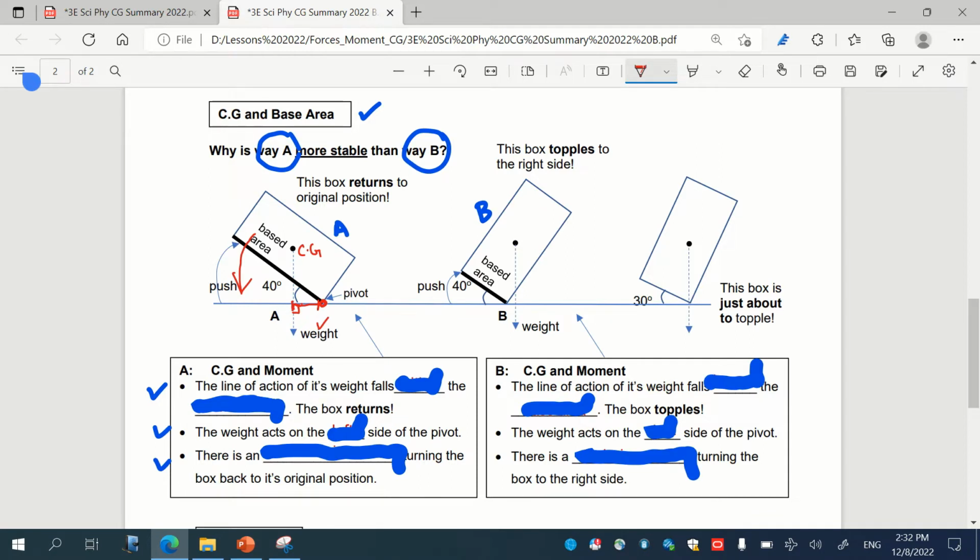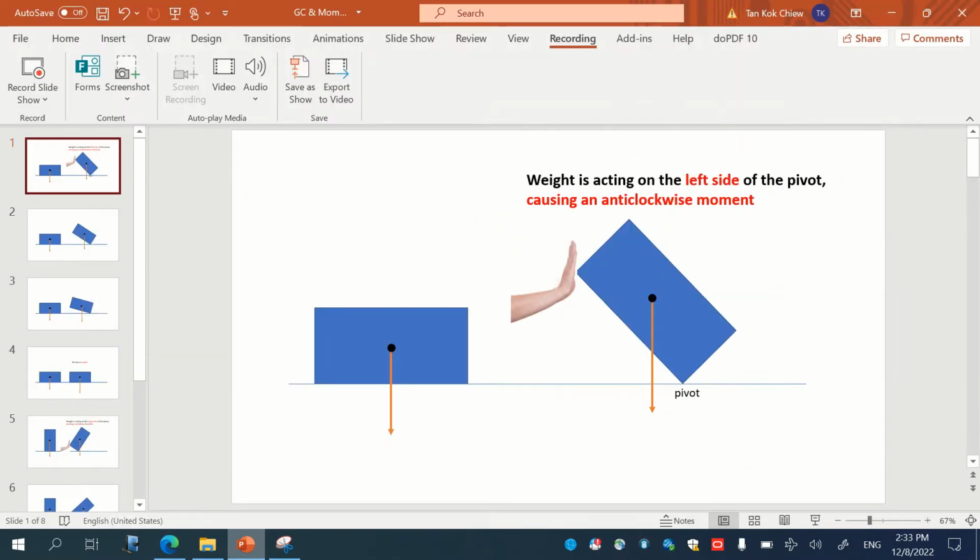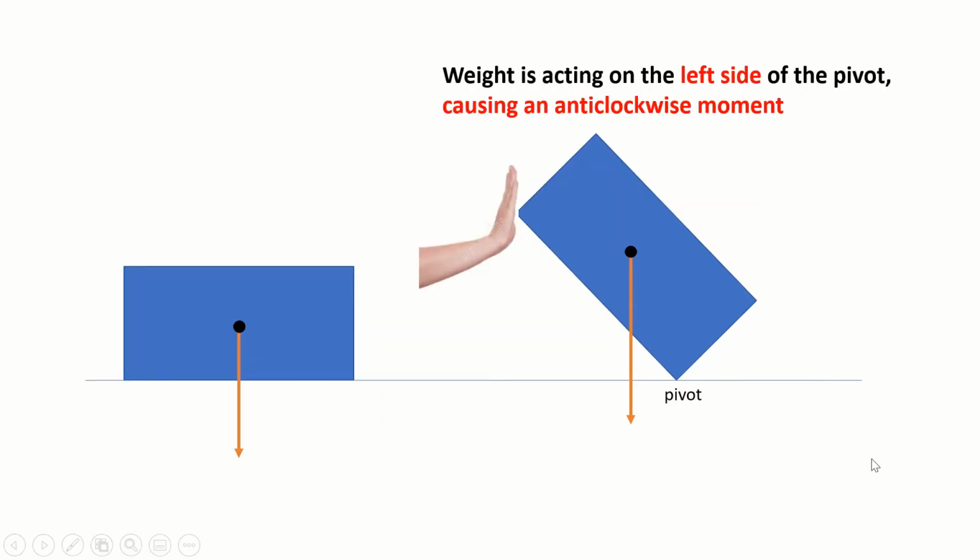Therefore, it is called stable because it falls back to the original position. I would like you to watch this PowerPoint slide that I made. Take a look. This PowerPoint slide shows position A. When I put position A this way, you notice that the line, and I tilt it 40 degrees, push and tilt it 40 degrees.